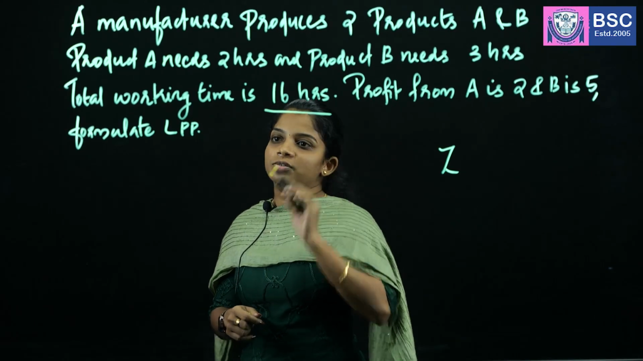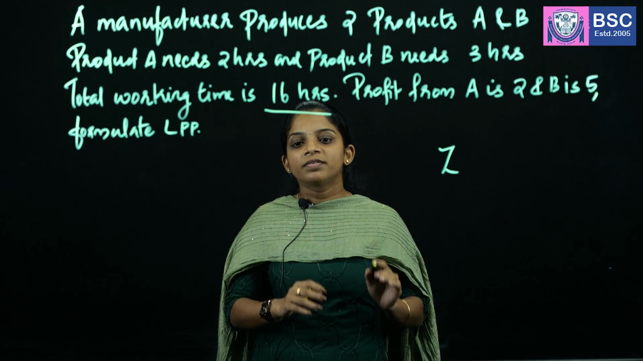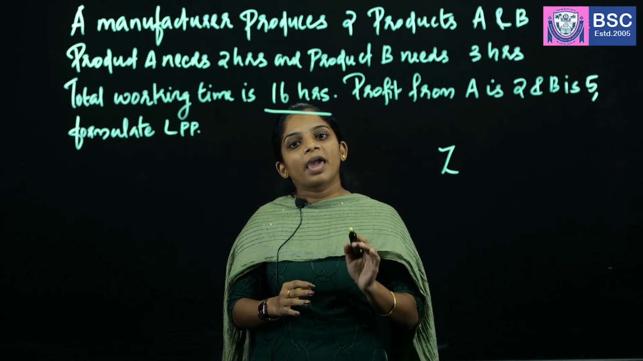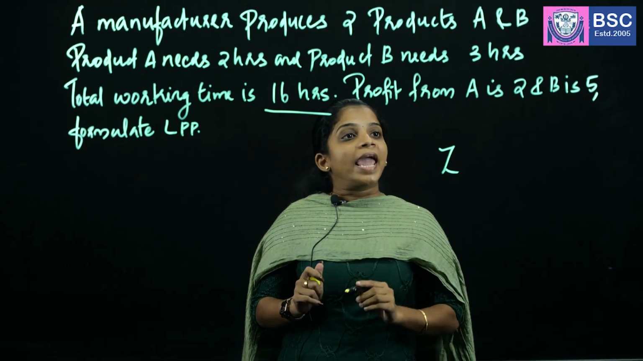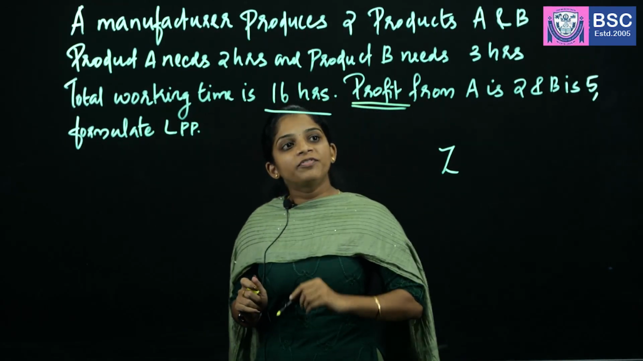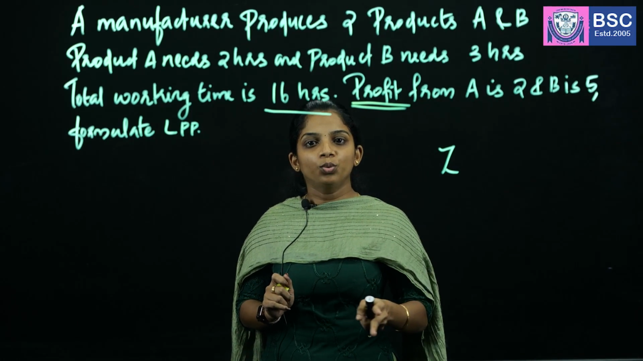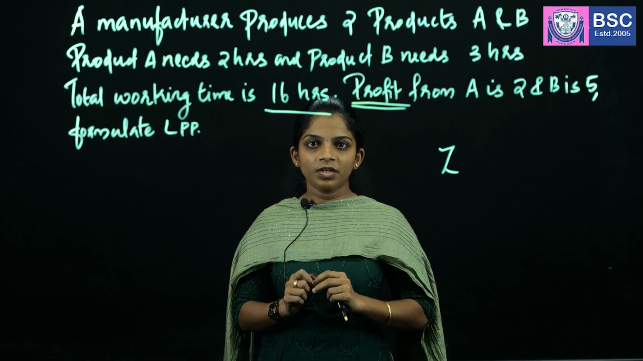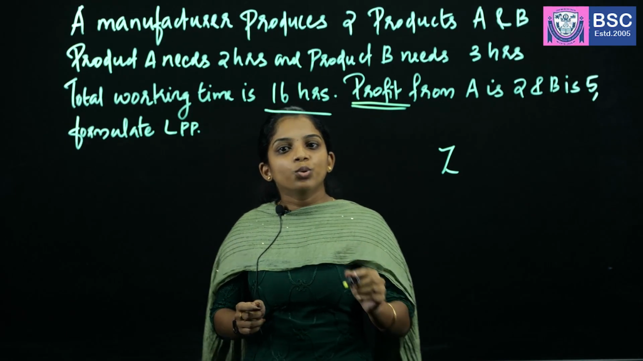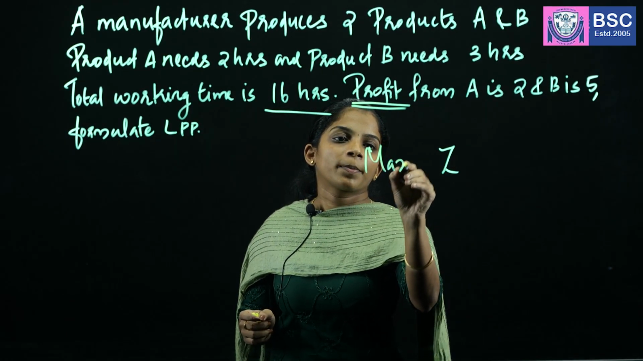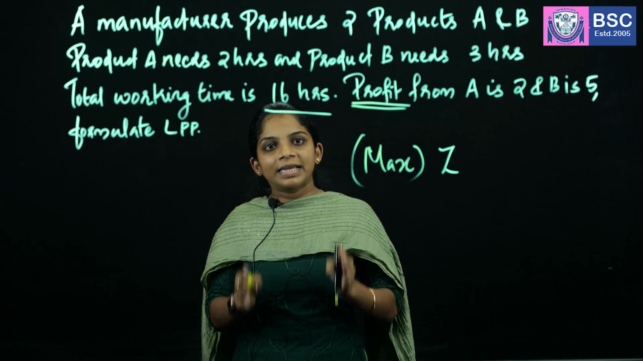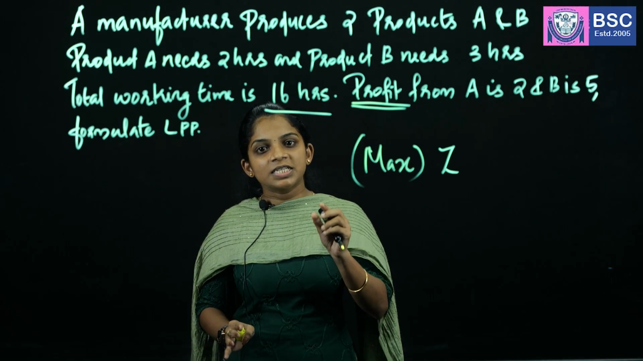But here there is a constraint, that is 16 hours time. That is 16 hours of total time is allotted by that concern to B and A, the production of A and B, and the rest is profit from A is 2 and B is 5. So here it is clearly stated that profit from the production of A is 2 and from B is 5. So it is clear from this problem or this situation is that we need to maximize our profit.